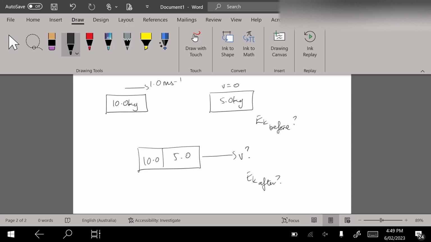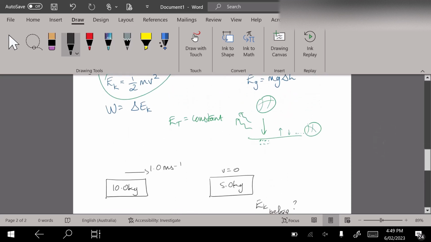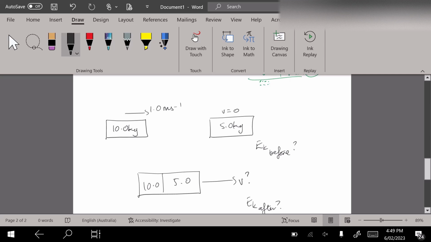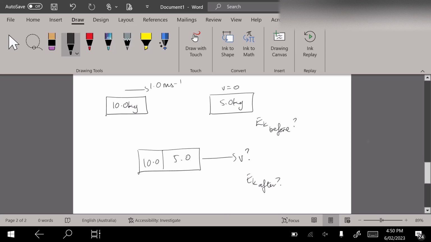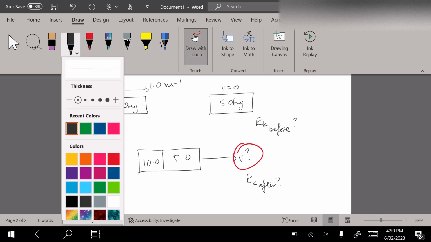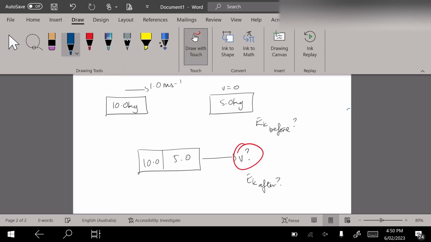No. Total energy is constant. Kinetic energy is one part of that total. Kinetic energy can change. I'm not saying it has, but it can. So what we're going to do is find the final velocity, and then find the kinetic energy before and after the collision. And we'll talk about it once we get there. So the velocity after the collision, I invite you to pause the video here.